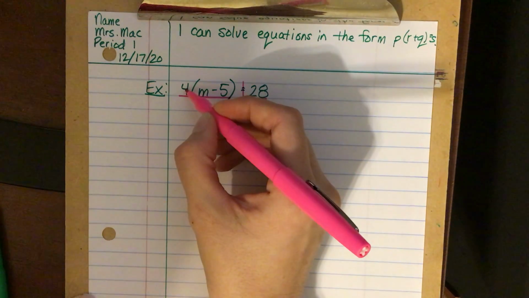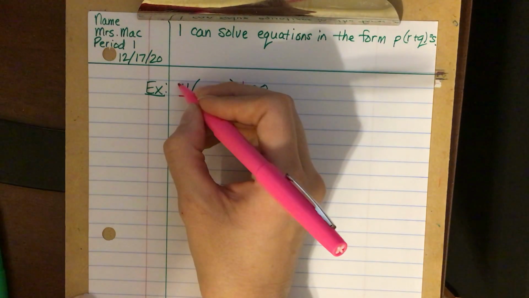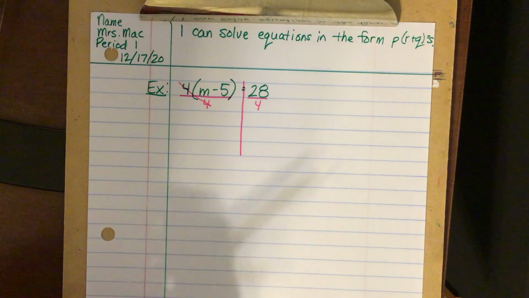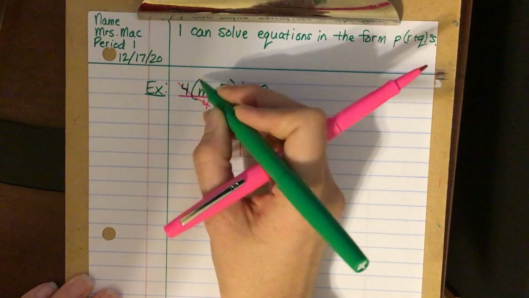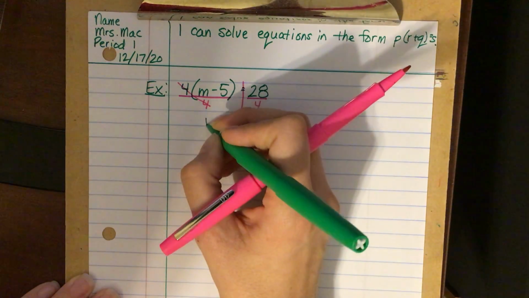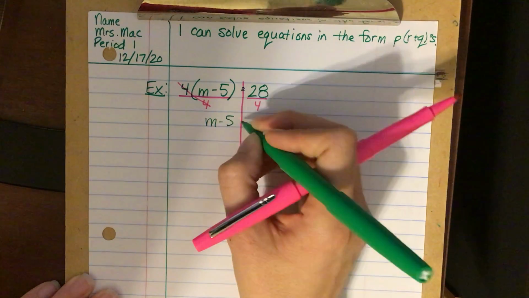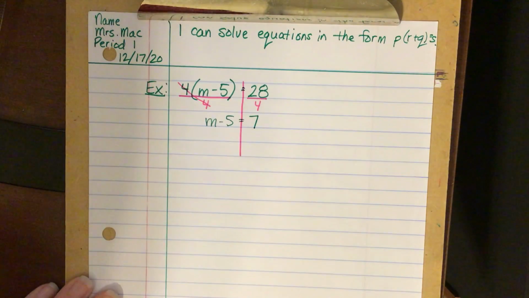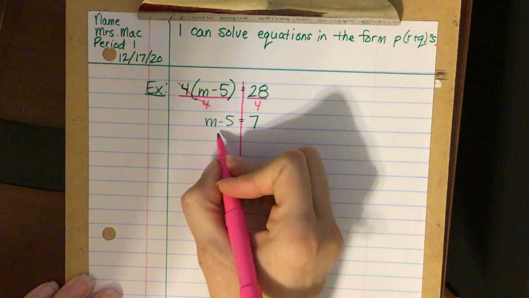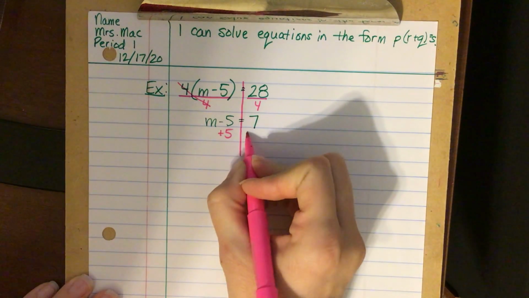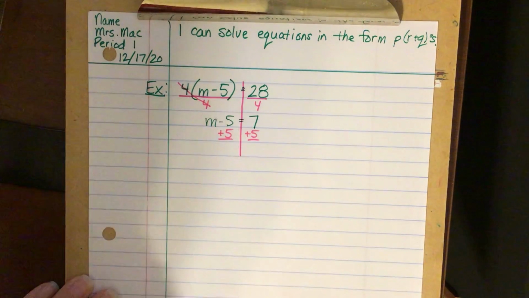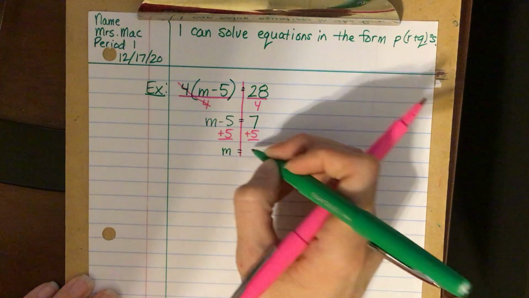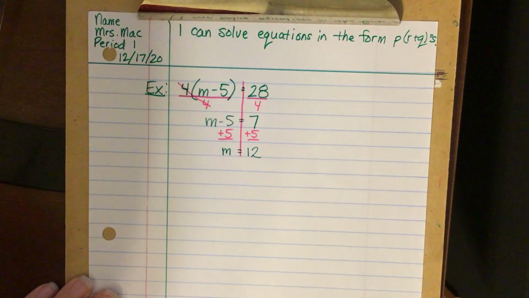So 4 divided by 4 is just 1. And what you're left with right here is this part, m minus 5. And then 28 divided by 4 is 7. Now at this point, I imagine you're probably good to go. So this will be m is equal to 12.